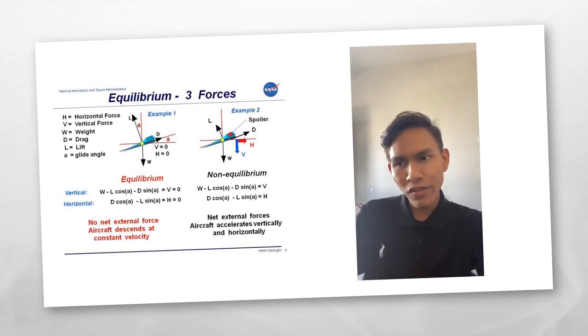The equations for the force remain the same, but now there are net horizontal and vertical forces. V and H are not equal to 0. According to Newton's second law of motion, the aircraft will begin to accelerate downward and to the right. So in example 2, the forces are not balanced, and the airplane is not in equilibrium.